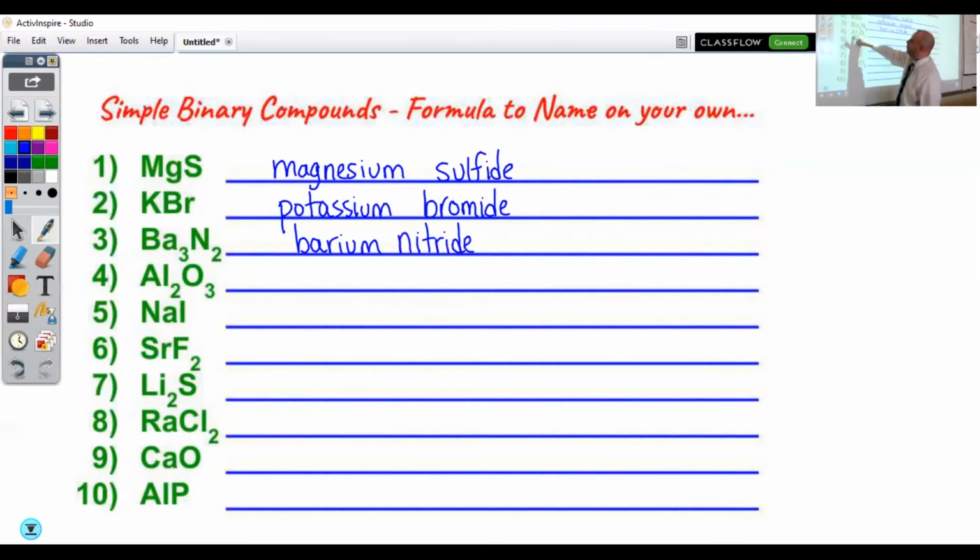The fourth example, the name of the first element is aluminum, full name. The name of the second element is oxide. In the case of number 5, the name of the first element is sodium. The name of the second element is iodine, but we're going to change it to iodide.